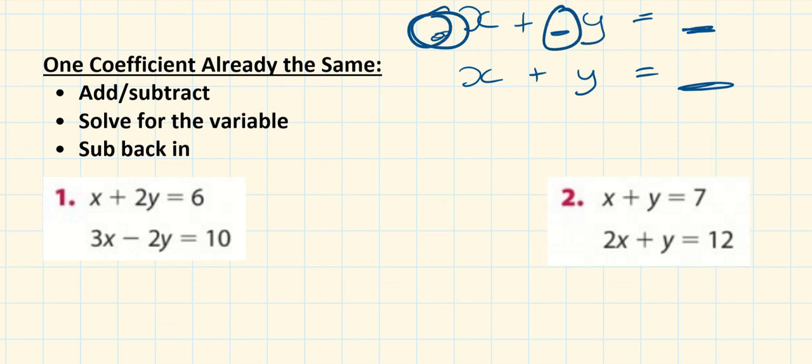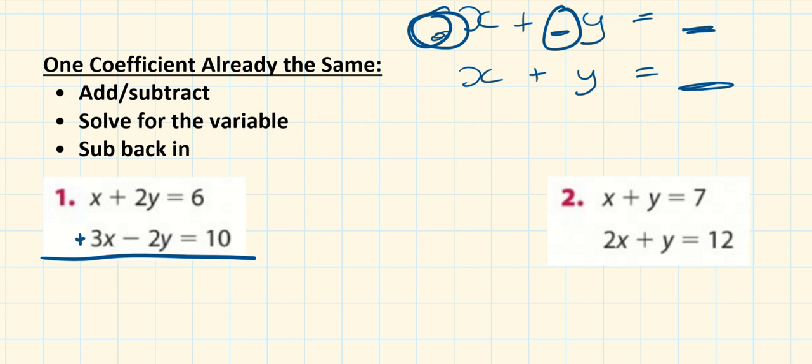For this one, we've just got x plus 2y equals 6 and 3x minus 2y equals 10. As you can see here, you've got a plus 2y and a minus 2y together. So these are already the same. There's a 2 in front of both of them, so we can just either add or subtract. And because we have the top one as a plus and the bottom one as a minus, we don't need to change any signs. We just do it as it is.